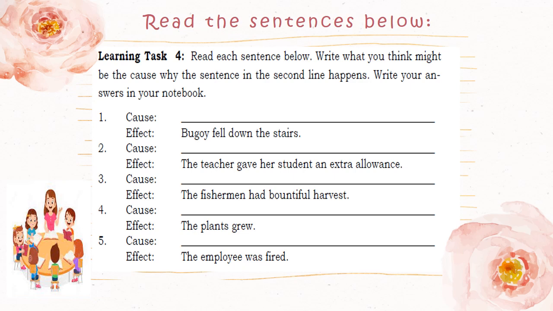Learning task 4, read each sentence below. Write what you think might be the cause, why the sentence in the second line happens. Write your answers in your notebook or in your paper or in your answer sheet. So, ilalagay nyo lang yung cause or dahilan kung bakit nangyari yung mga pangungusap na nasa ibaba ng bawat number.